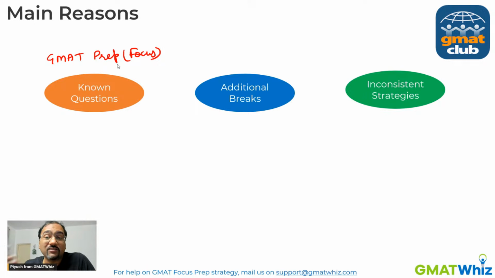Now, another reason why your score can fluctuate in the mock versus the actual test is inconsistent strategies. For example, if there is no proper strategy you follow to solve a critical reasoning question, then it can obviously go south on the day of the test, because there's no consistency in your approach. Or let's say permutation combination, or things like that. So you need to have a proper consistent process in place if you want your actual result to be the same as your mock result.